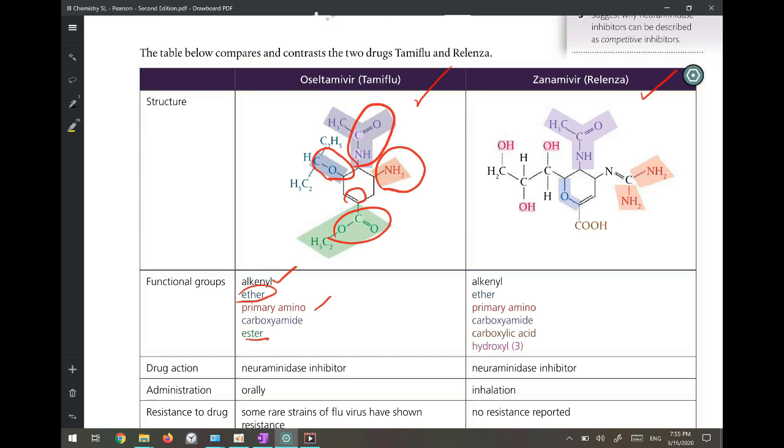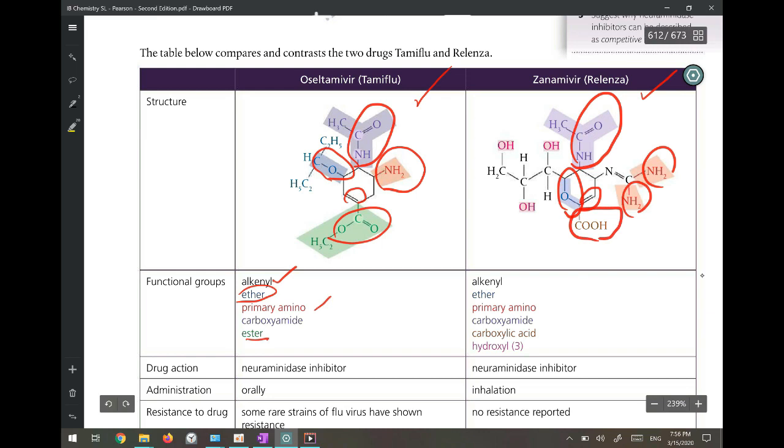Here for the zanamivir, the functional groups that you have, again, you have alkenyl group here. You have ether group here. You have primary amino, two of the primary amino here. You have carboxyamide functional group here. You have carboxylic acid functional group here. And you have three hydroxyl functional groups. So you must know these functional groups.